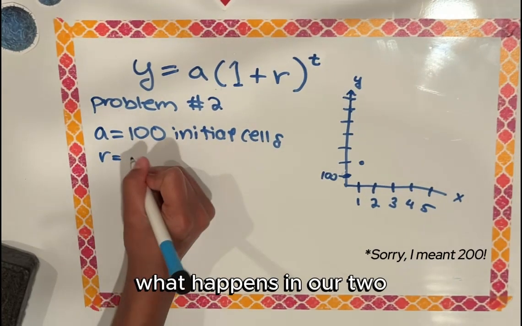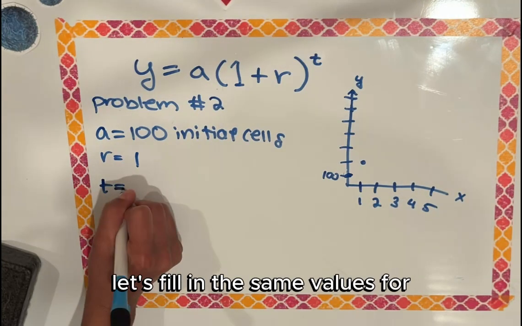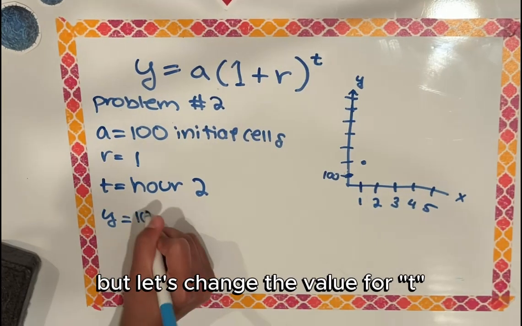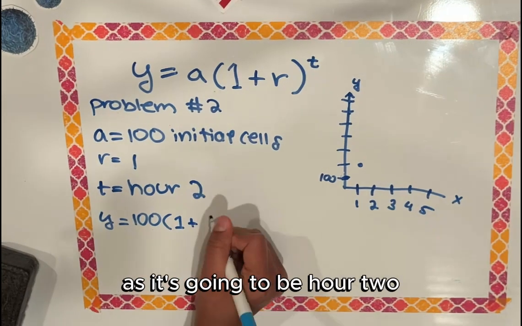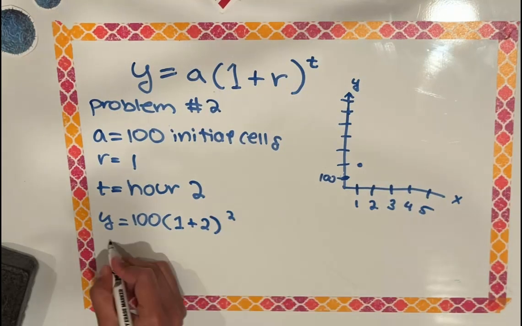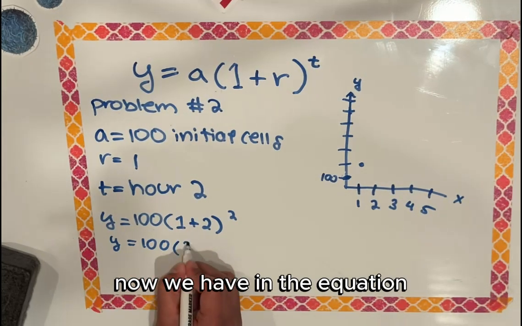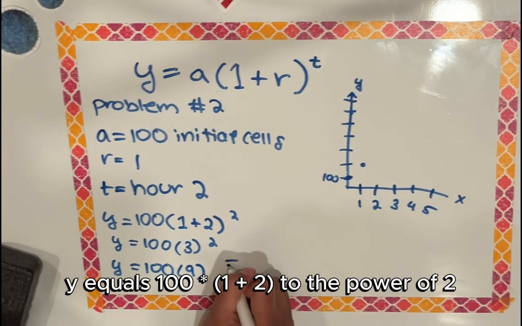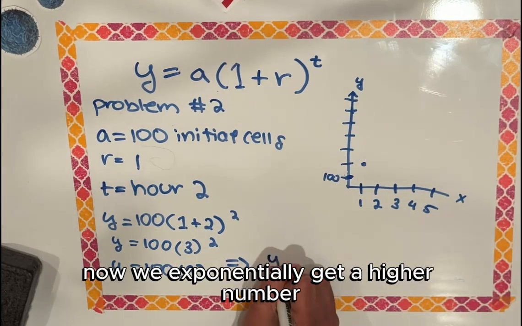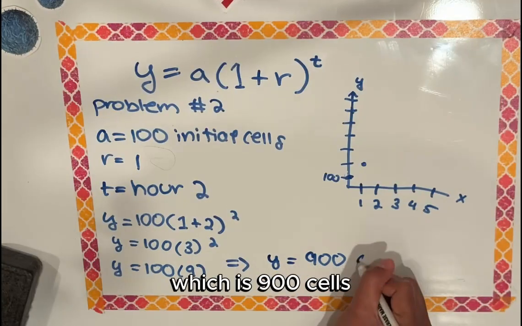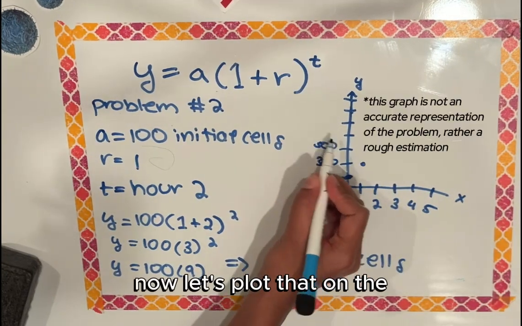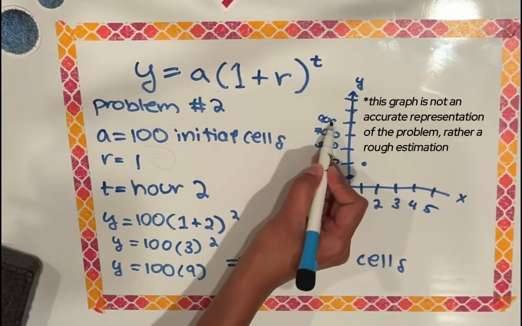What happens in hour 2? Let's fill in the same values for A and R, but let's change the value for T, as it's going to be hour 2. Now we have in the equation y equals 100 times (1 plus 2) to the power of 2. Now we exponentially get a higher number, which is 900 cells. Now let's plot that on the graph that we have on the right.